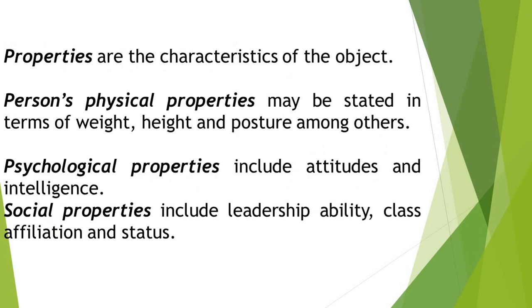Properties are characteristics of the object. A person's physical properties may be stated in terms of weight, height, and posture, among others. Whereas psychological properties include attitude and intelligence. Social properties include leadership ability, class affiliation, and status.